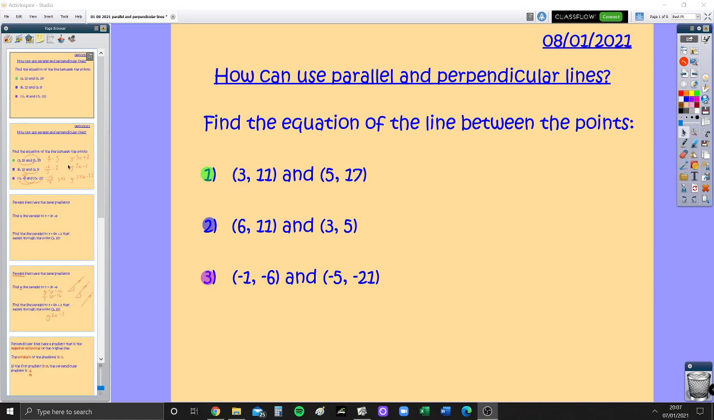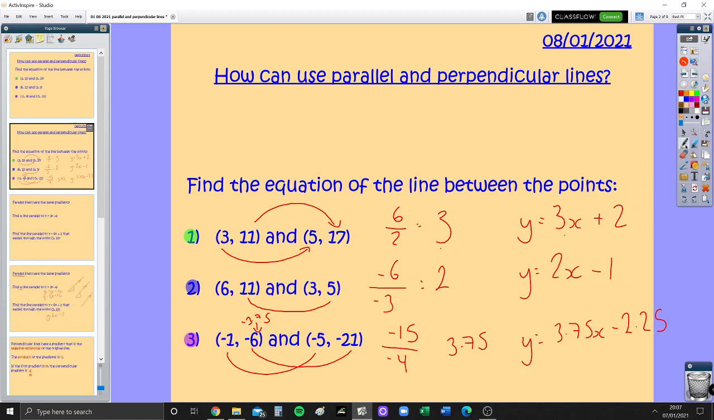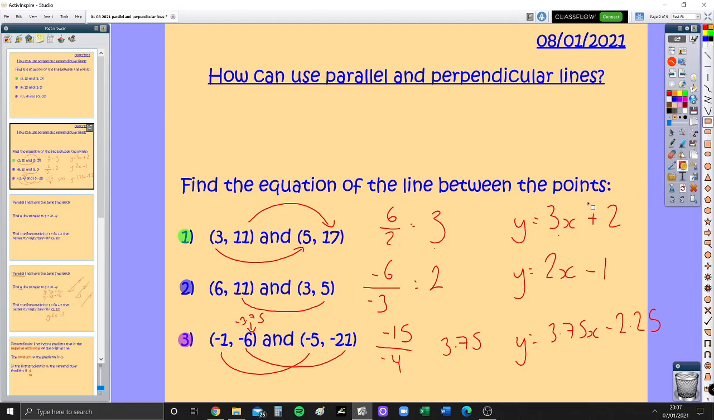So in the first question here, remember we need to find the gradient of these lines first. So we're looking for the change in y values here is 6, from 11 up to 17 is 6, and the change in the x values from 3 up to 5 is obviously 2. So we're looking at 6 over 2 for our gradient, which is 3. We then can start off our y equals 3x part. We wouldn't actually know about the plus 2 yet, but you can write the y equals 3x.